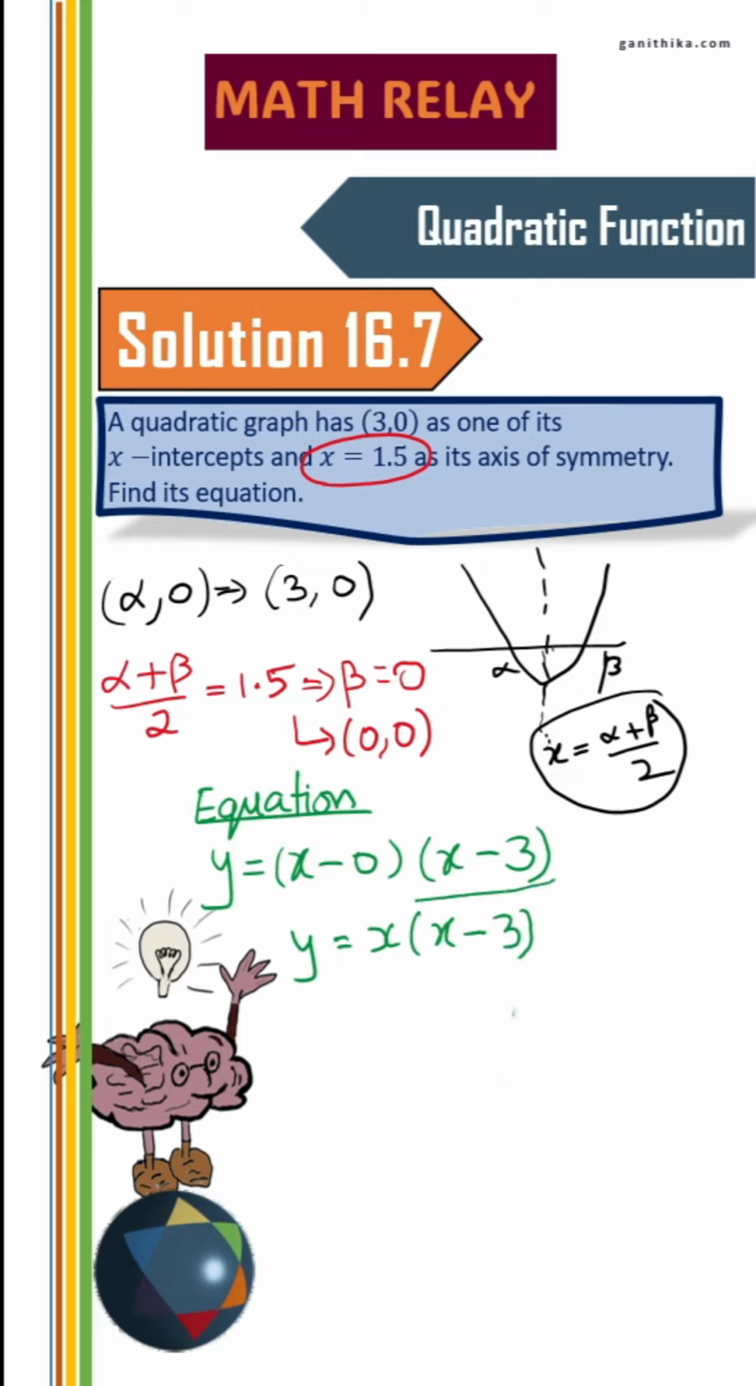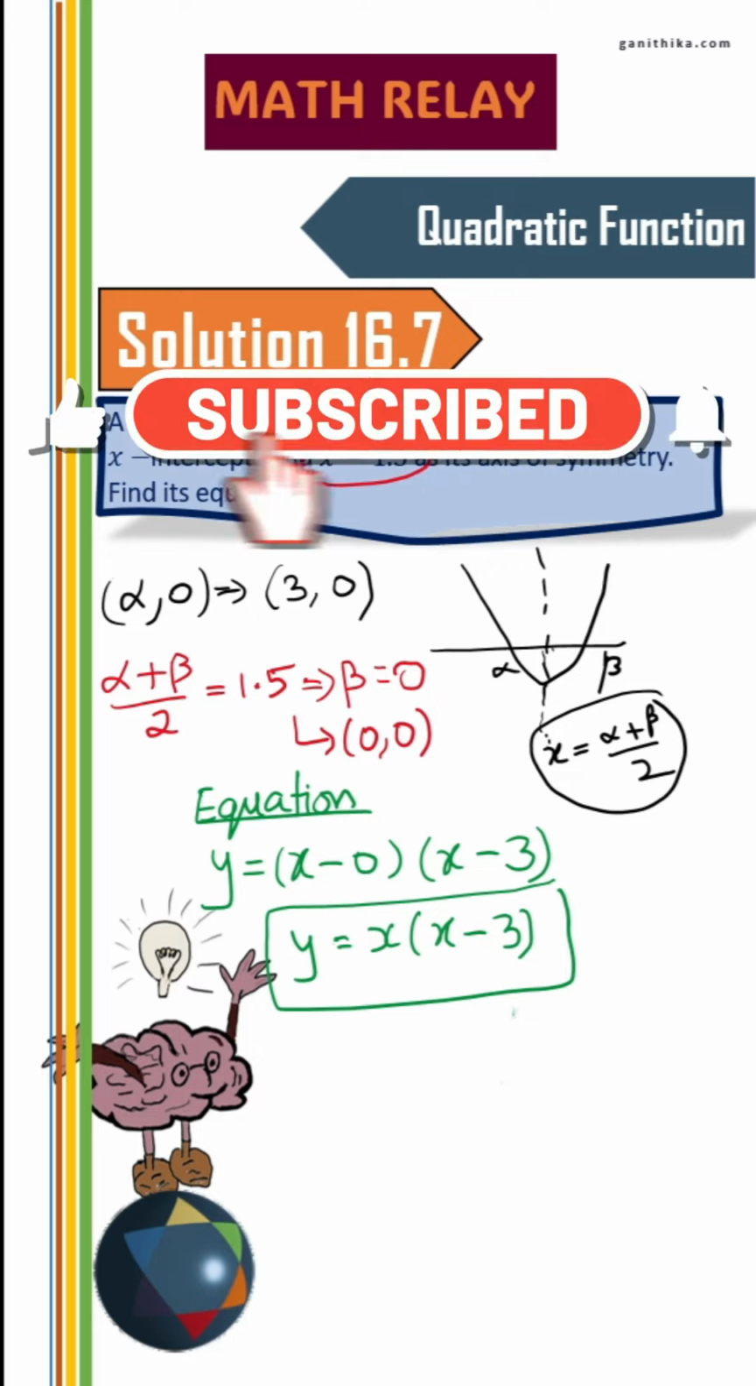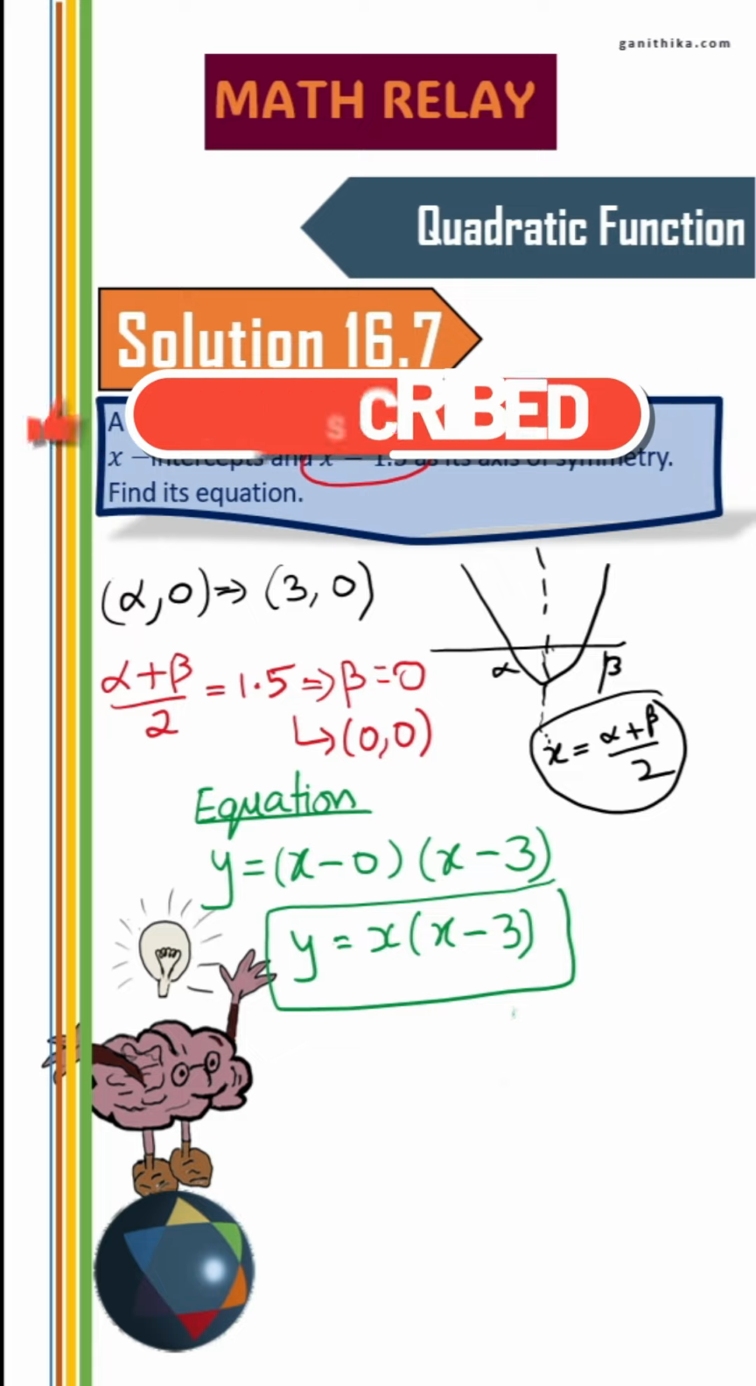So equation can be written as (x - 0)(x - 3). y = x(x - 3). That is the final answer for this question. Very simple but slightly complicated to understand. I hope you got the point here.